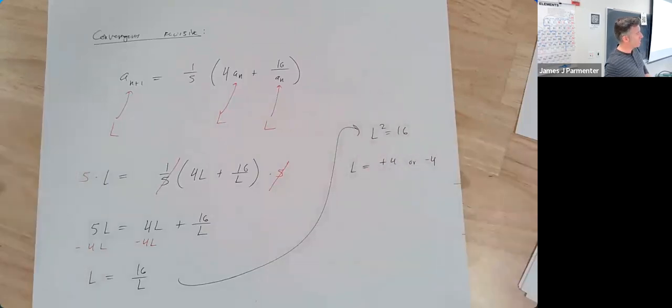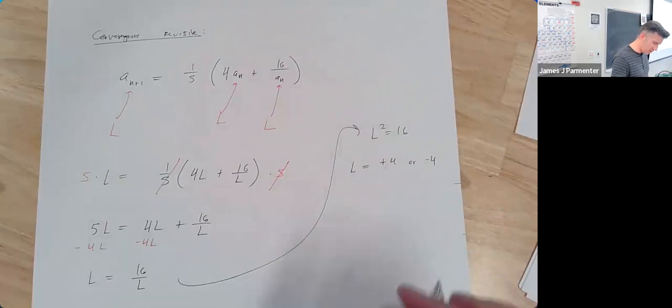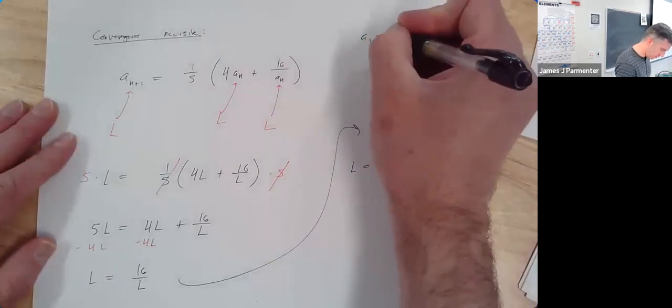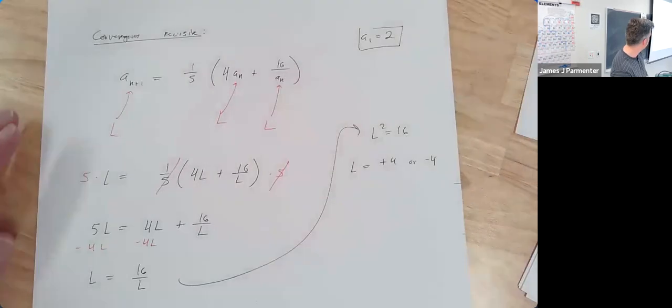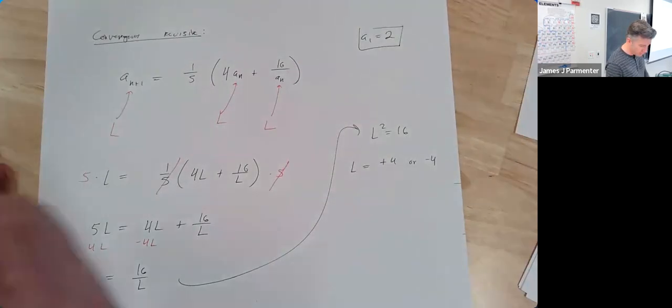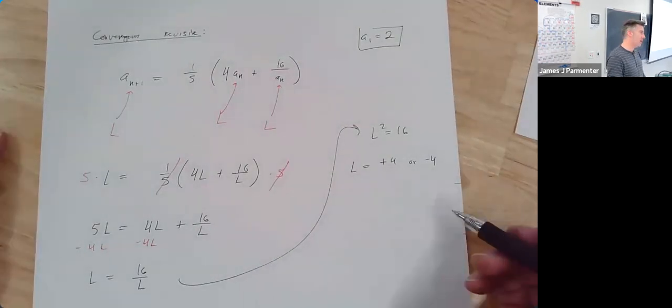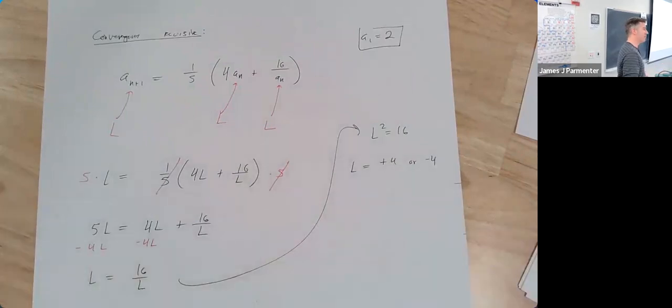But only one of those can actually be the limit. Oh, and I forgot to give a crucial piece of information. Apologies. Where did I write that down? We are starting with a sub 1 equal to 2. Could the limit be -4? Definitely not. And here's why. It's almost never going to be, but it could be, so don't just assume it's not the -4.